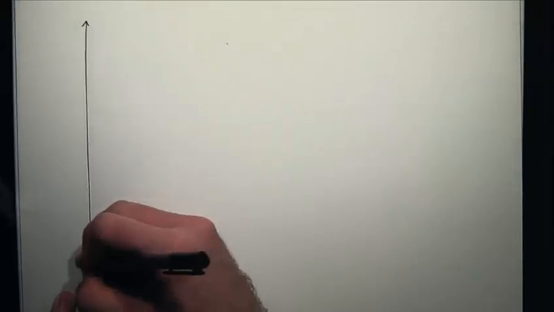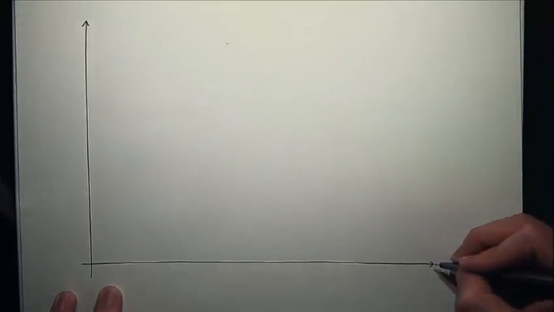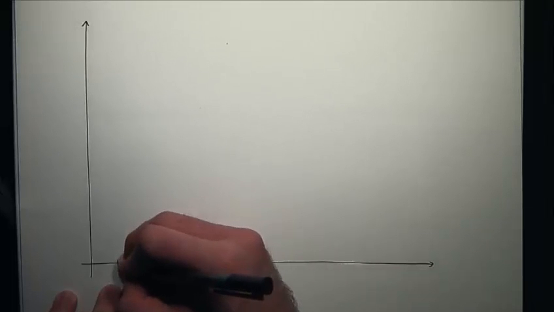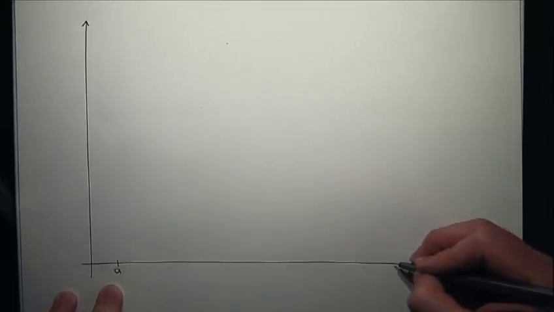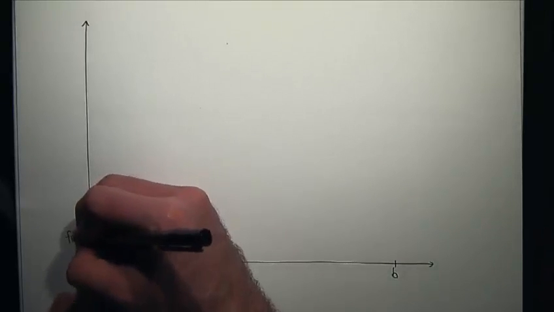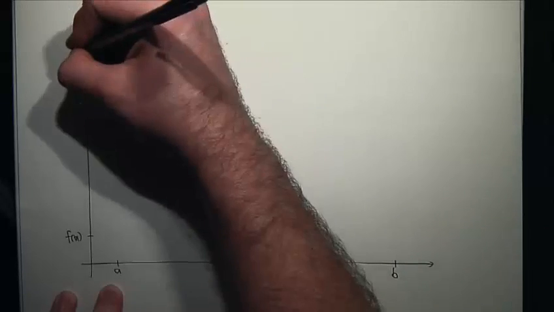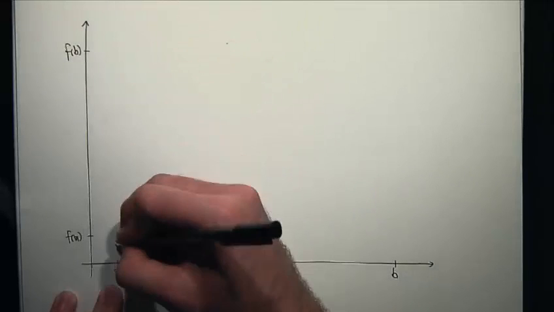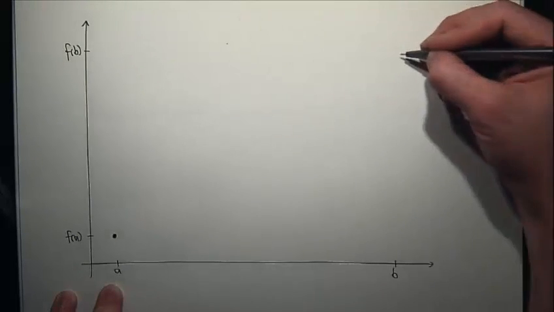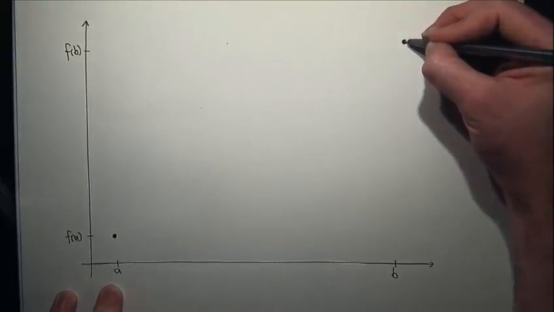Here is a y-axis, and here's an x-axis, and here's a point A on the x-axis, and here's a point B on the x-axis, and let's say that this is f of A, and this is f of B. Then my function has to pass through this point, and also this point.